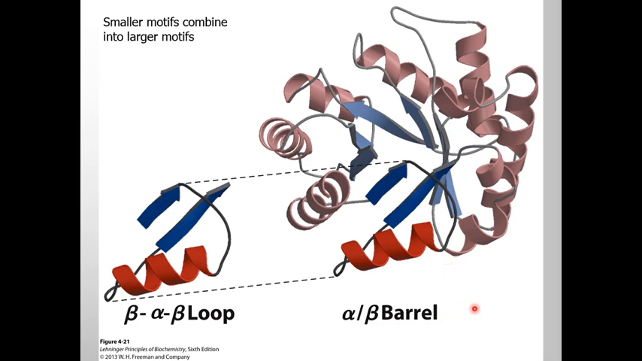The alpha-beta barrel is found in many enzymes, often with a binding site in the middle, and that is for a substrate or a cofactor or a prosthetic group to bind. And the domains with similar folding patterns are said to have the same motif, even though their constituent alpha helices and beta sheets may differ in length.